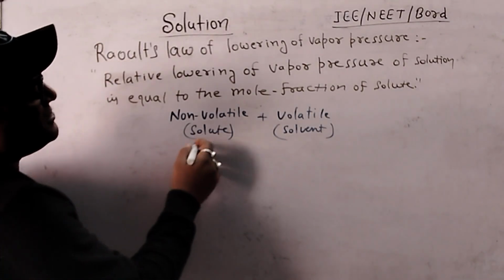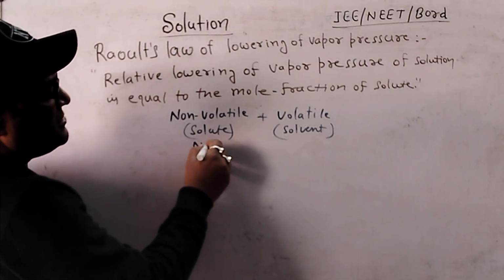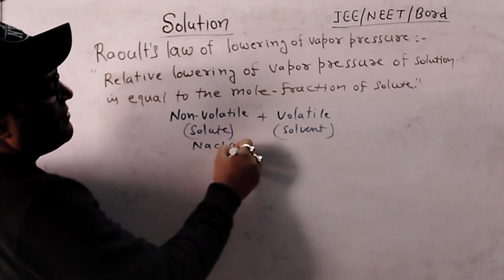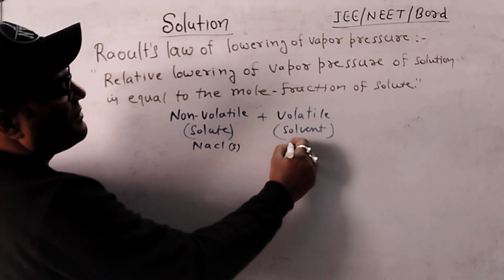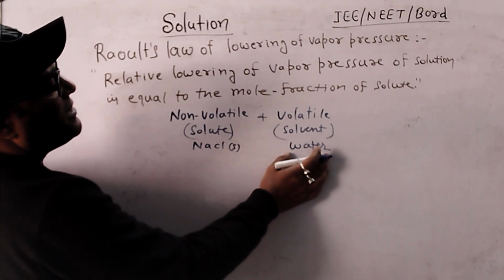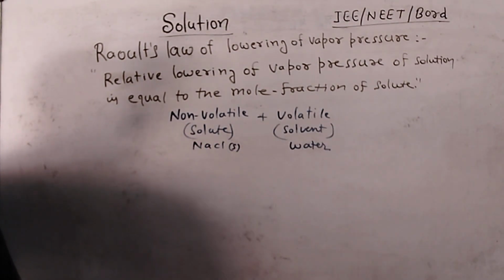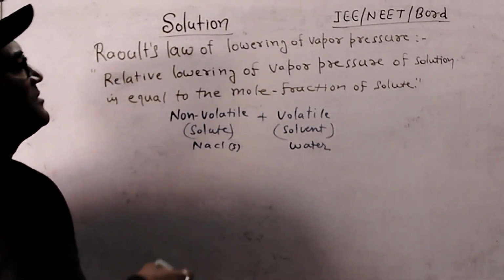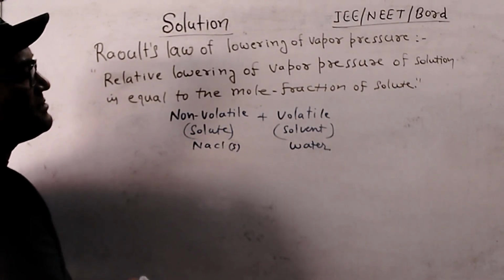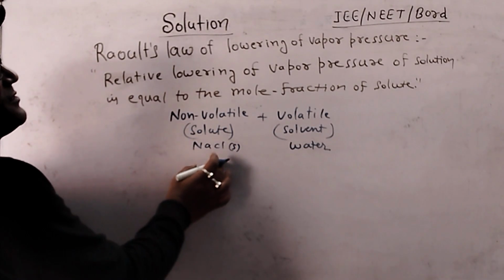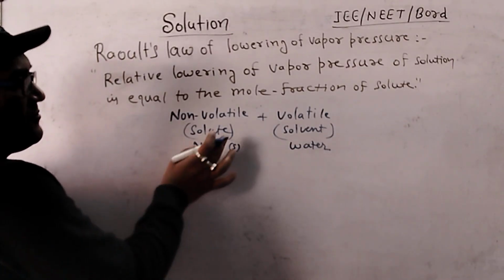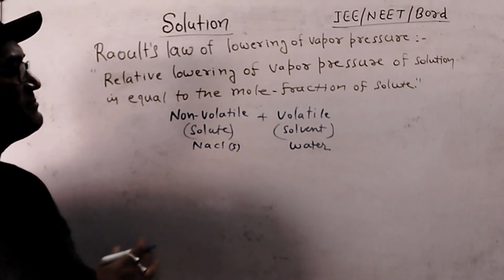With an example we can understand: the solute may be NaCl and the solvent may be water. Water is volatile because after heating water transforms into gas, vapor, but NaCl after heating cannot transform into gas. So these two are very good examples of non-volatile and volatile components respectively.